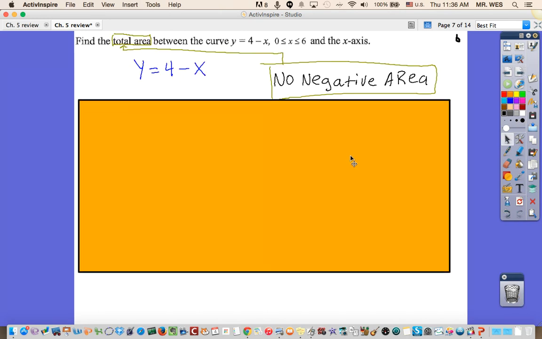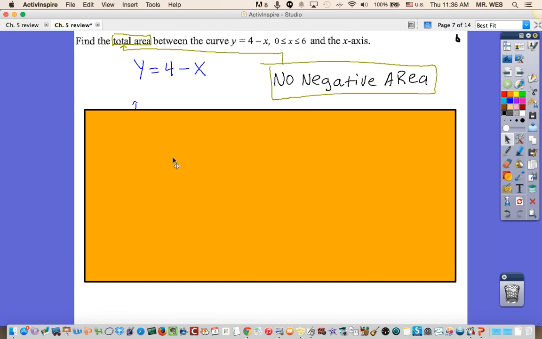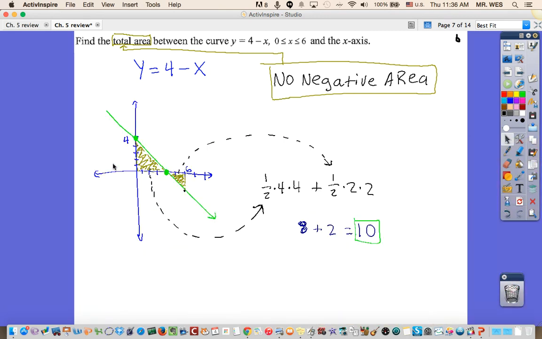Next problem here. We want to find the total area. Now, when they use this word total area, that means that we're going to have no negative area. So all area is going to be positive. All right, there's no negative area. So here's our function, y equals 4 minus x. And I go ahead and graph it. And I'll just talk this out. I graphed this 4 minus x here, and I was able to say I want to find the shaded area in here plus this shaded area, region. And I used geometry, and I said, here's a triangle and here's a triangle. This triangle's area is right here. This triangle's area is right here. Then I can just say 8 plus 2 equals 10.